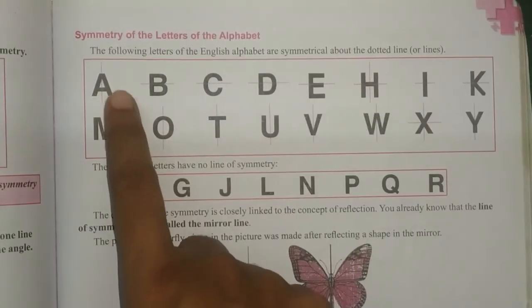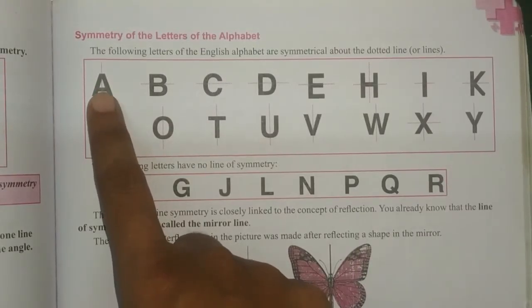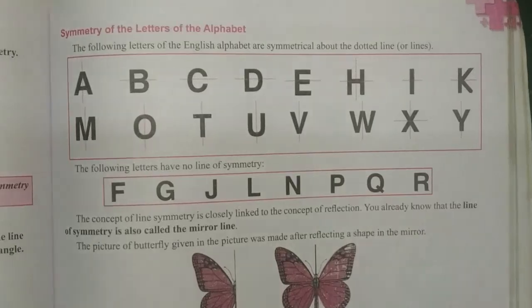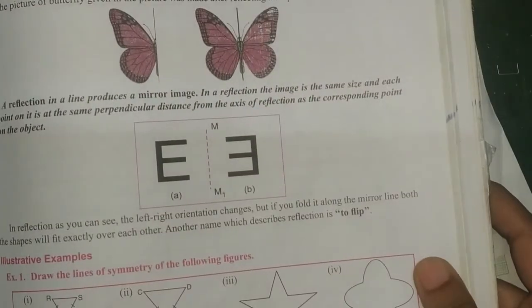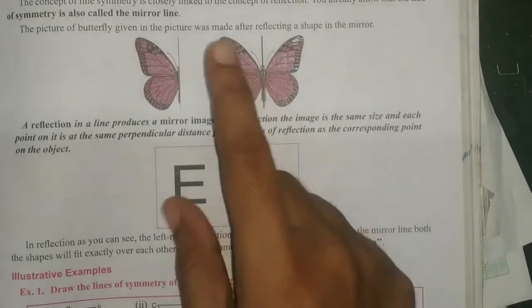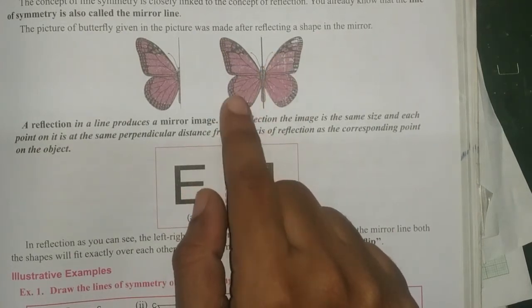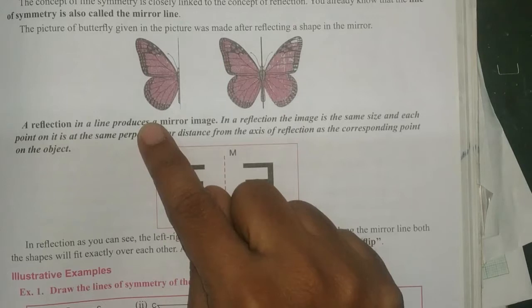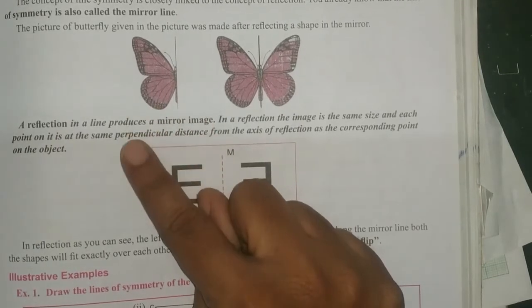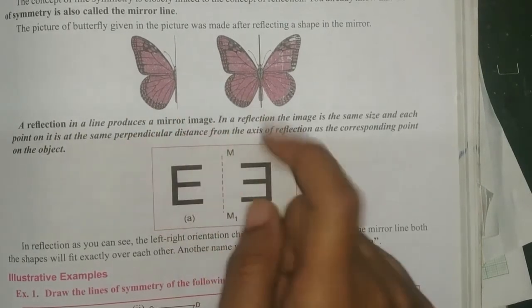Remember friends, this line of symmetry is also called a mirror line, because it gives a reflection, like a mirror image. Like you can see in this butterfly, this part is like a mirror line. So a reflection in a line produces a mirror image.